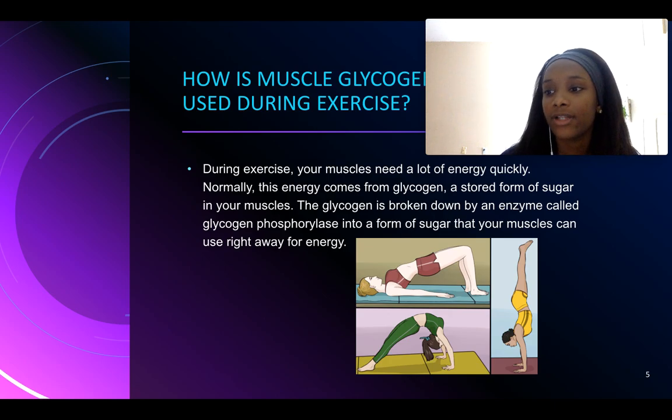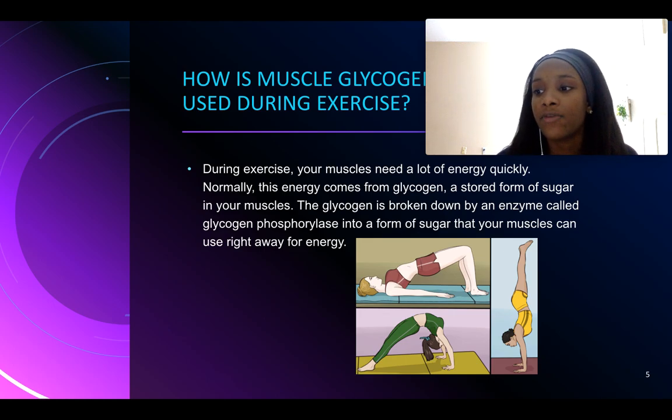During exercise, your muscles need a lot of energy quickly. Normally, this energy comes from glycogen, a stored form of sugar in your muscles. The glycogen is broken down by an enzyme called glycogen phosphorylase into a form of sugar that your muscles can use right away for energy. Muscle glycogen is crucial for energy production during exercise.